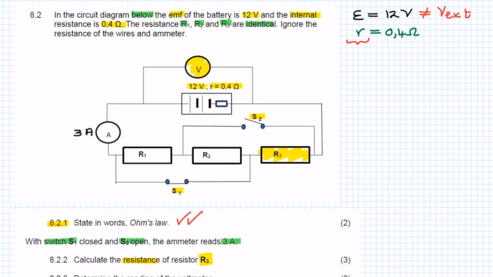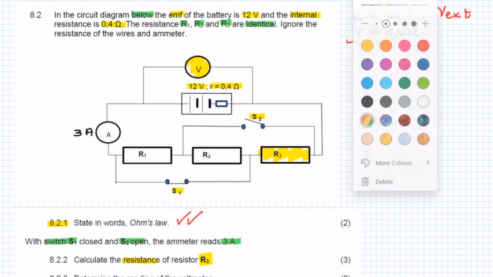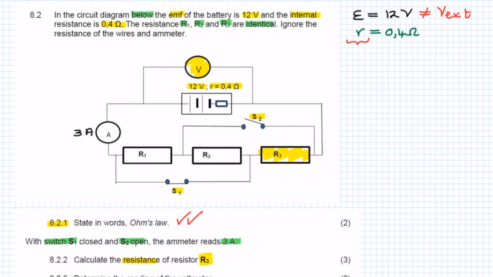With switch S1 closed and S2 open, something different is going to happen from what we're used to. How about we make use of a highlighter to determine how current flows in this circuit. We know current flows from the positive terminal of the battery. Here we're speaking of conventional current around the circuit. It's going to get to this point.